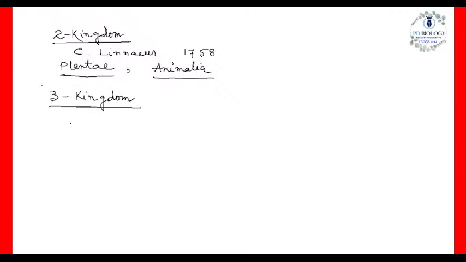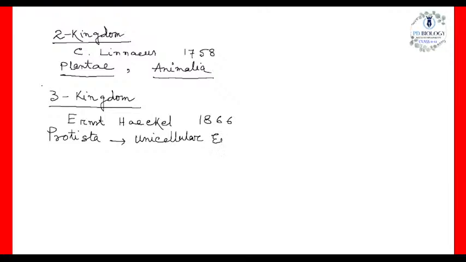And the three kingdom classification was proposed by, tell me, everybody participate. Give your answer in the chat box. Ernest Haeckel. Yes, you are right. That is 1866. So the third kingdom proposed by Ernest Haeckel is Protista, very important, including unicellular eukaryotes like the protozoans and algae.